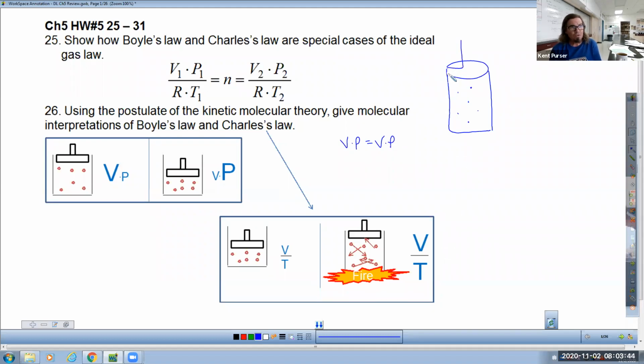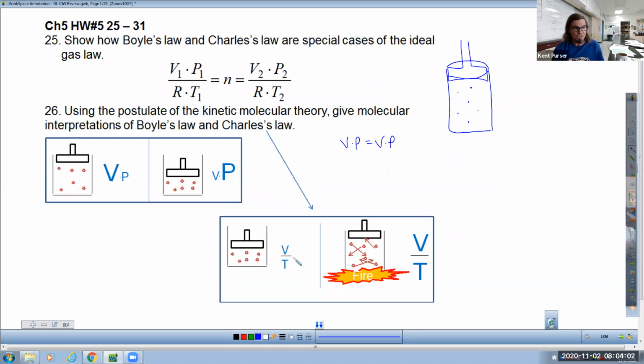So maybe what we do is we put a piston in the top of the cylinder and we can compress the gas. There it is right over there. As I push the piston downward, the volume gets smaller, so the pressure has to increase to compensate for that.